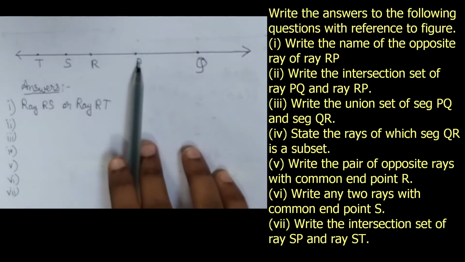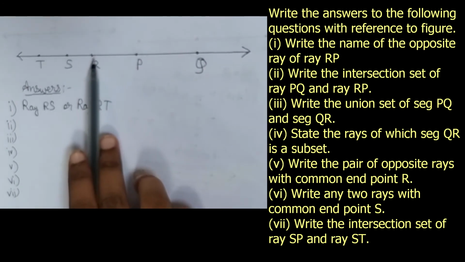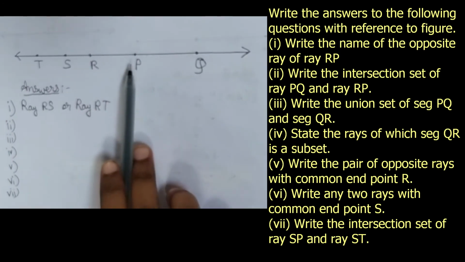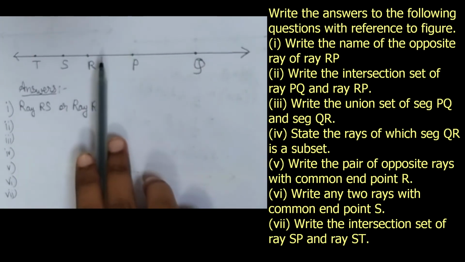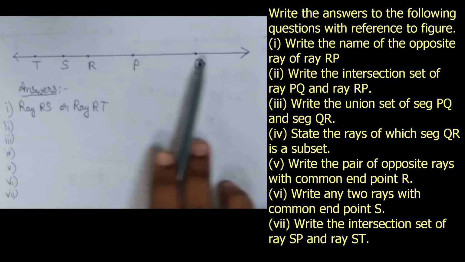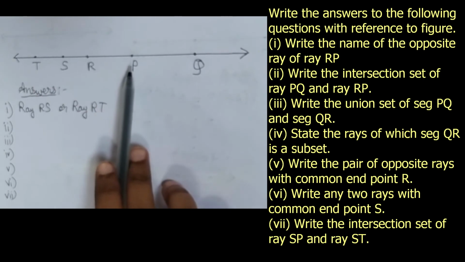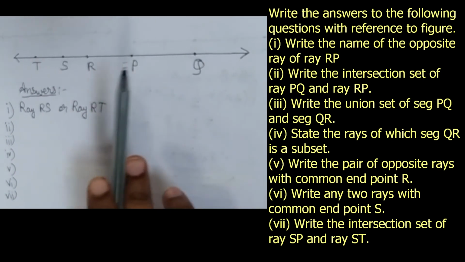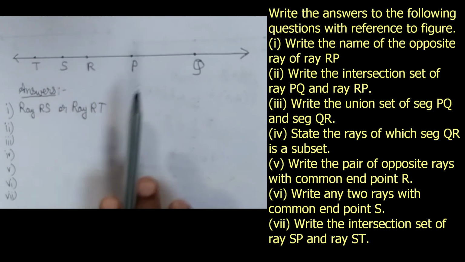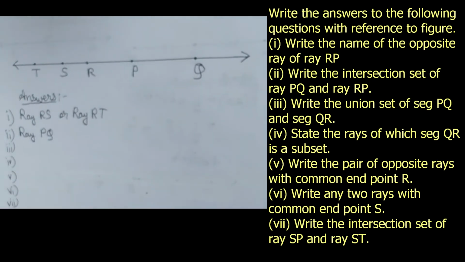Now ray RP is starting from point R and it will go on extending. Ray PQ is starting at point P and going on extending. So what is common between these two? Ray PQ is common in ray RP and ray PQ. That means it is in the intersection. So the answer is ray PQ. Now the third question.